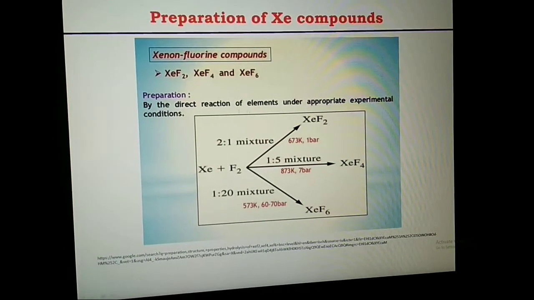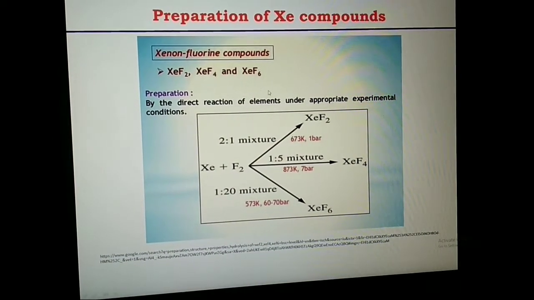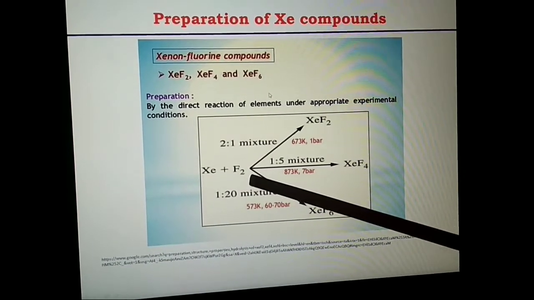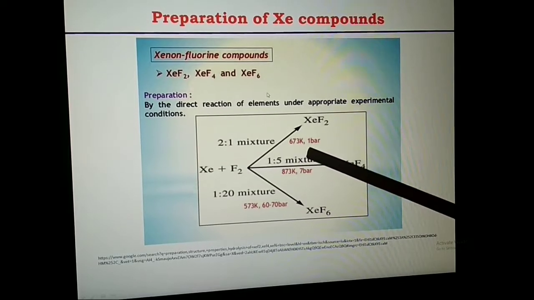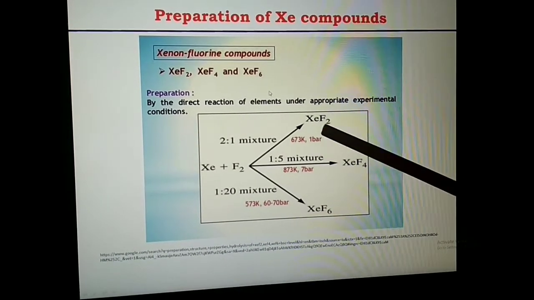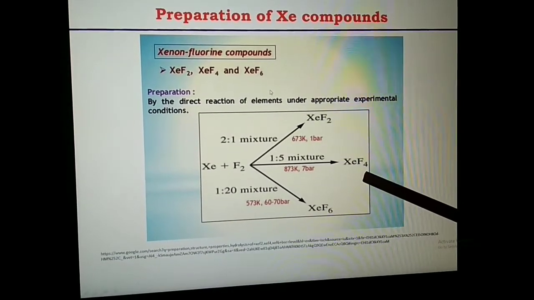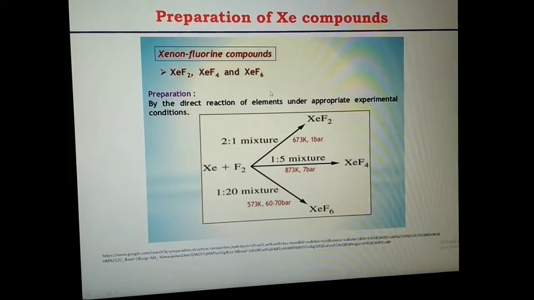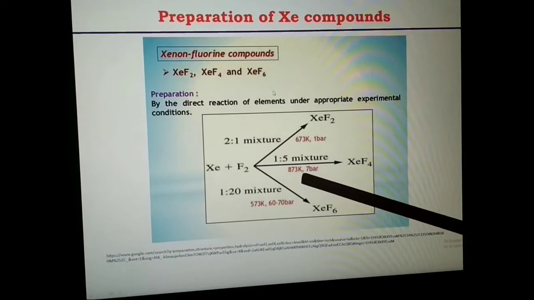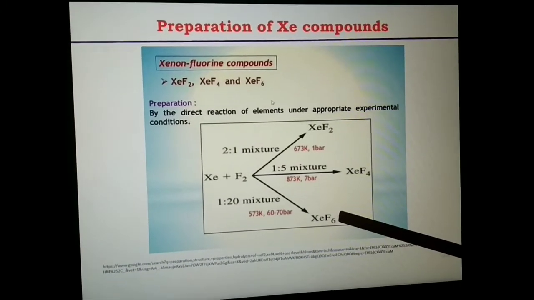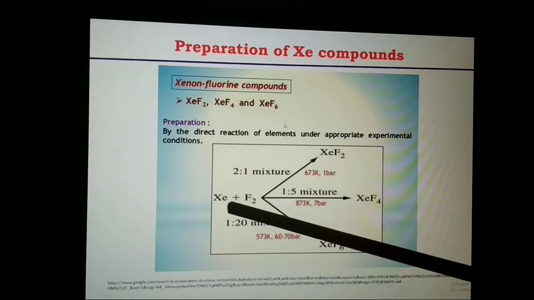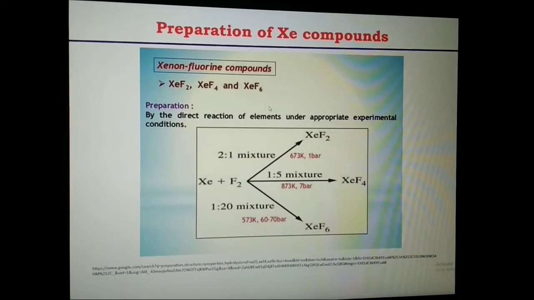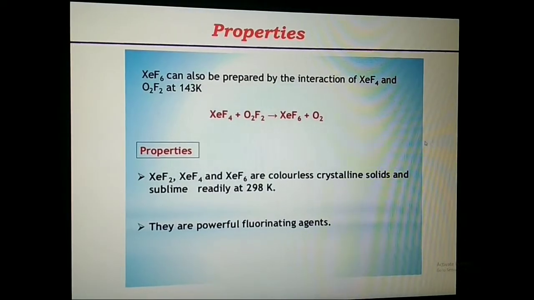Now the preparation of XeF2, XeF4 and XeF6. XeF2 is prepared by the reaction of Xe and F2 in a 2:1 mixture at a temperature of 673 Kelvin. The condition is very important. XeF4 is obtained by the reaction of Xe and F2 in a 1:5 ratio at a temperature of 873 Kelvin. And XeF6 is obtained by the reaction of Xe and F2 in a 1:20 mixture at a temperature of 573 Kelvin.